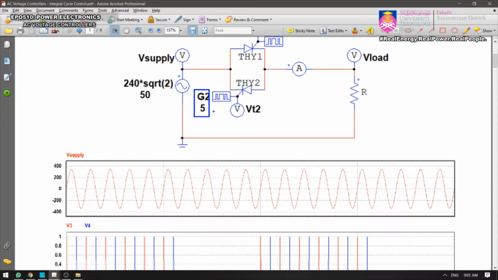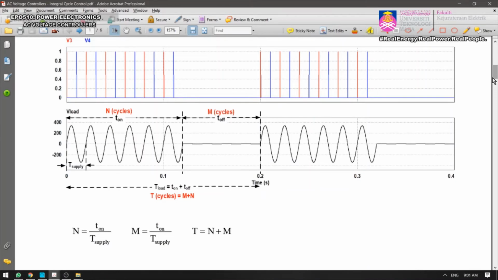The output is 10 times slower than the input frequency. Therefore, you divide by 10, then you get 5 Hz. Okay, all right. So now we have this definition whereby n is actually the number of cycles. So how to determine the number of cycles?